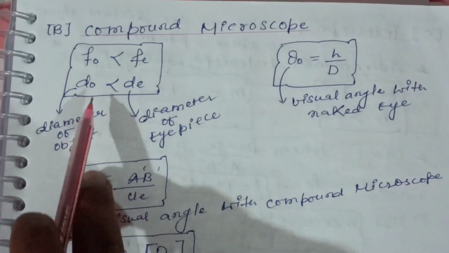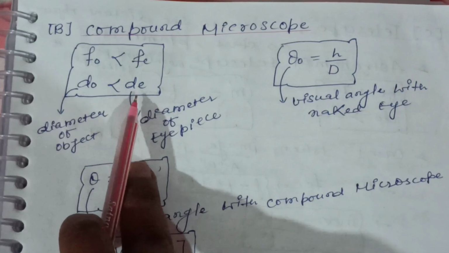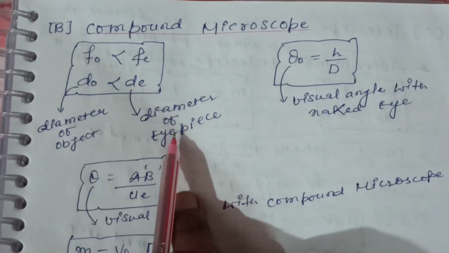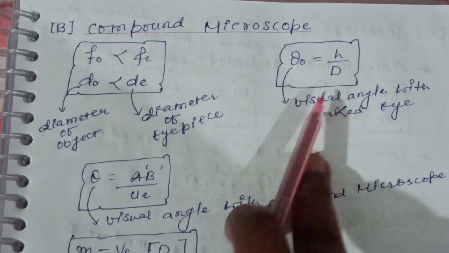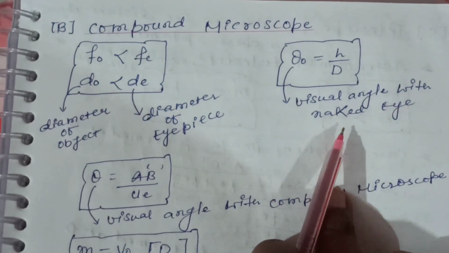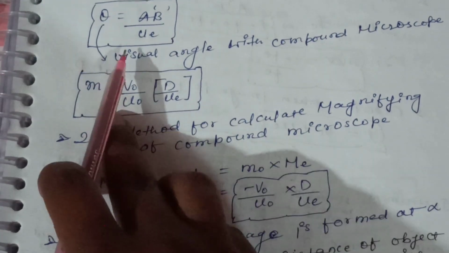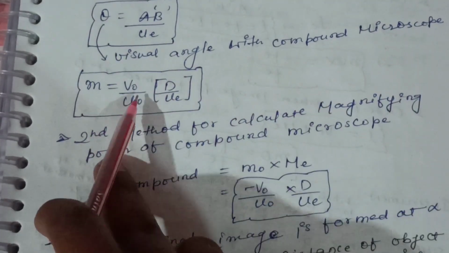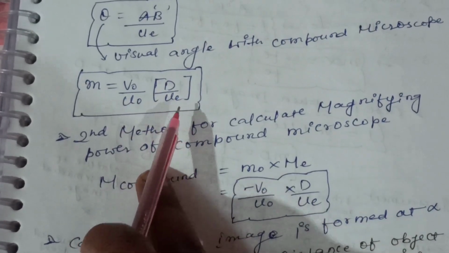Compound microscope. Fe is greater than f naught, and D is greater than d naught. Diameter of object, diameter of eyepiece. Theta naught is equal to h upon d, the visual angle with the naked eye. Theta is equal to a b upon u e, the visual angle with the compound microscope. M is equal to v o upon u in bracket d upon u e.